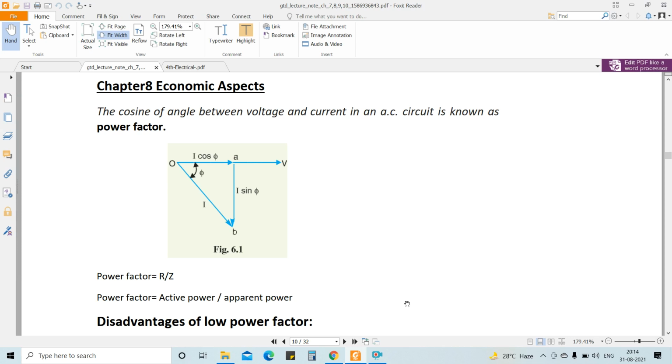So today we will discuss chapter 8. Under this chapter we will discuss the economic aspect: what is power factor, what are the effects of low power factor, how to improve low power factor, and what are the different economic aspect parameters, the different factors by which we can improve the power system parameters. Okay, so let's continue from power factor.